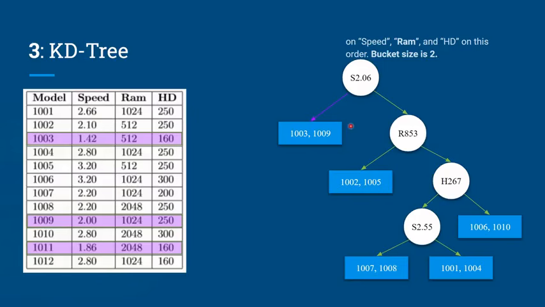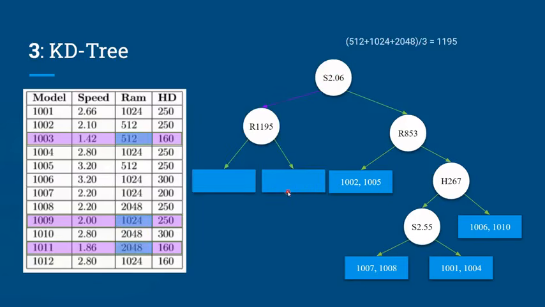And which value would we average and take into consideration to differentiate between these two buckets at this point? Speed, RAM, or HD? RAM. Why? Because up there we considered the speed. So in order, at this point, we should be considering RAM. So you take the RAM values, add them up, and divide by 3, the mean average, equal to 1,195.